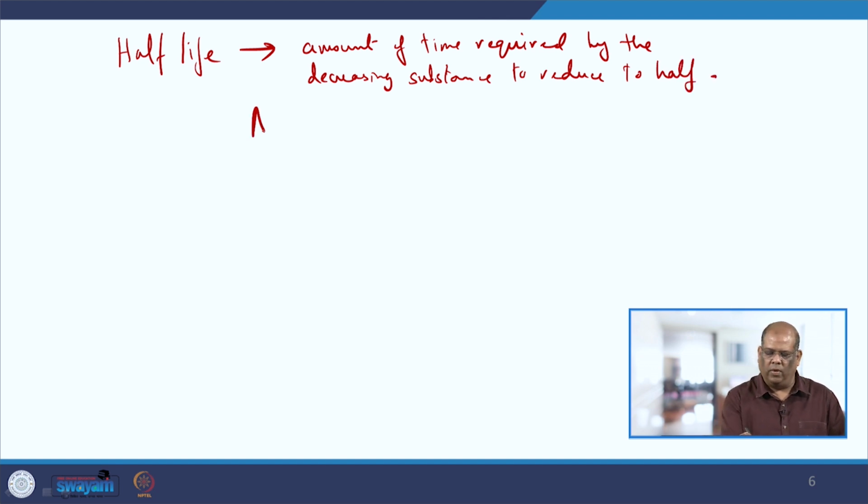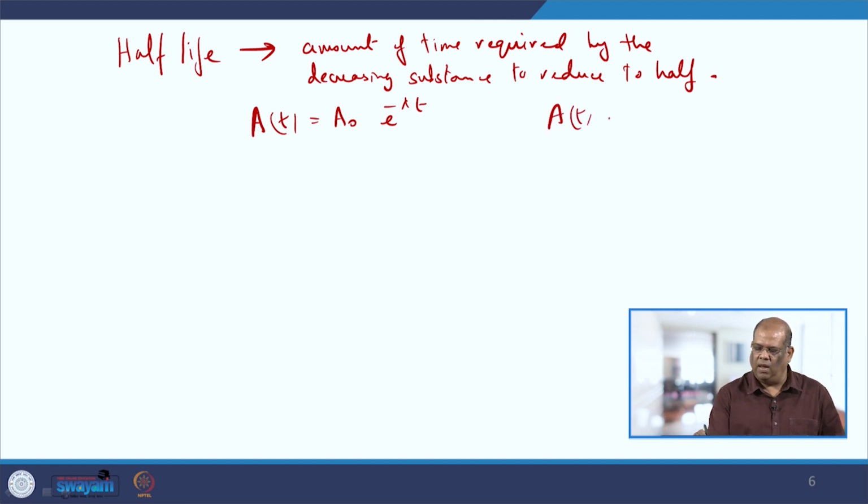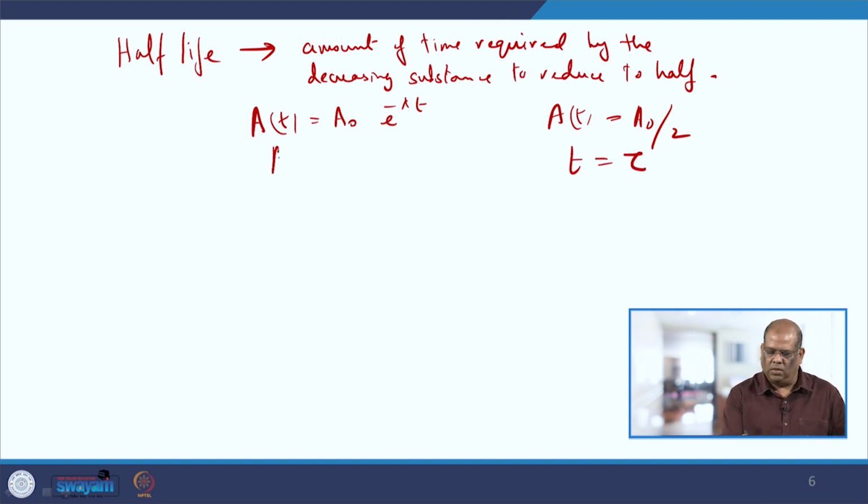So, we have the equation A(t) equal to A0 e to the power minus lambda t, where A0 is the amount of carbon 14 that was present in the sample when it was discovered. So, what happens when this reduces to half? Your A(t) becomes A0 by 2, and the time, say we represent it as tau, so A0 by 2 equals A0 e to the power minus lambda tau, where tau is your half-life.